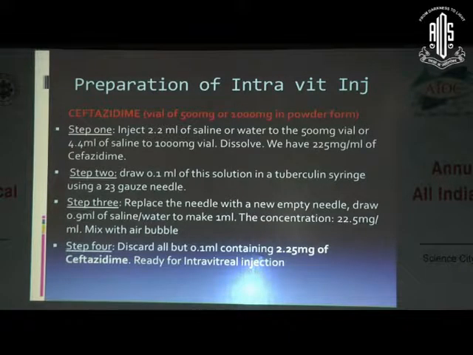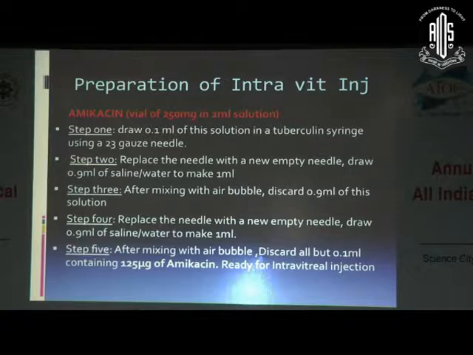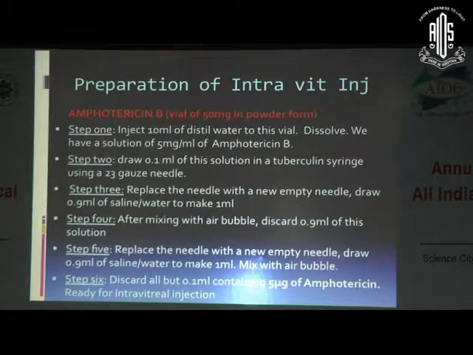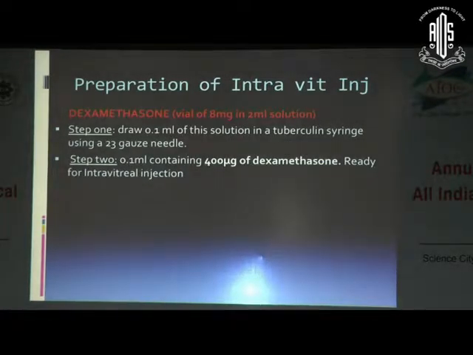Similarly, ceftazidime is available as a 500 milligram or 1000 milligram powder, and we reconstitute it by injecting 2.2 ml of saline for the 500 milligram vial and 4.4 ml for the 1000 milligram vial. Draw 0.1 ml into a tuberculin syringe, replace the needle, and then dilute it up to 1 ml with 0.9 ml of sterile water for injection. We discard all the rest but inject 0.1 ml, which contains 2.25 milligrams of ceftazidime. So this is how we prepare that. Similarly, we prepare amikacin, and we can prepare amphotericin B with the dilution methods. I'll just show you a video shortly.